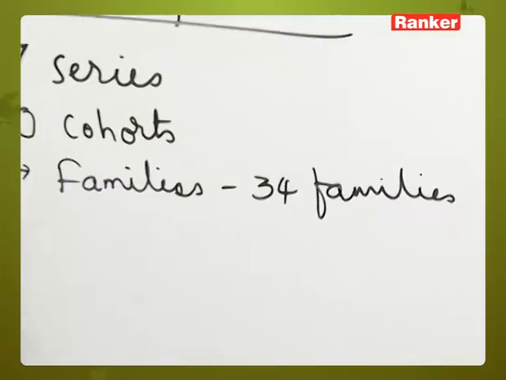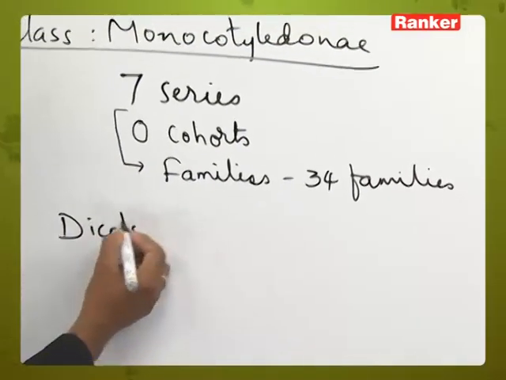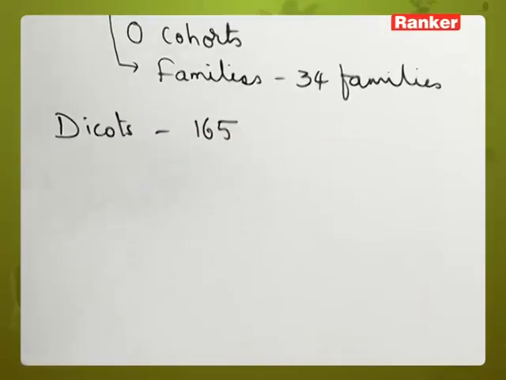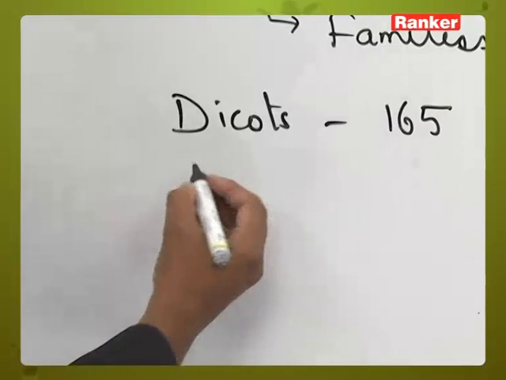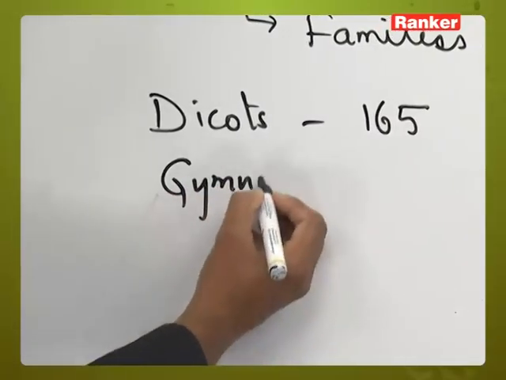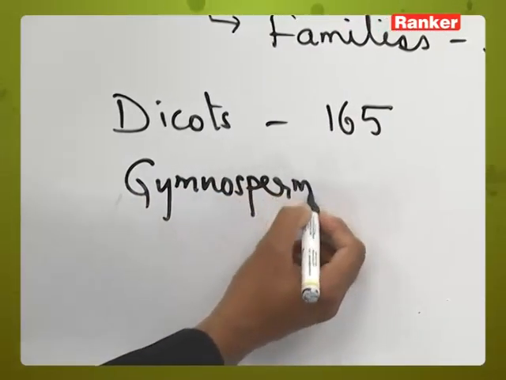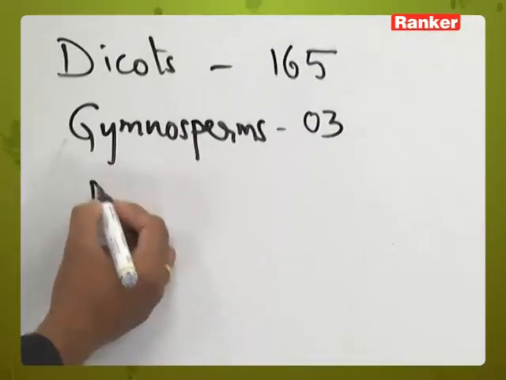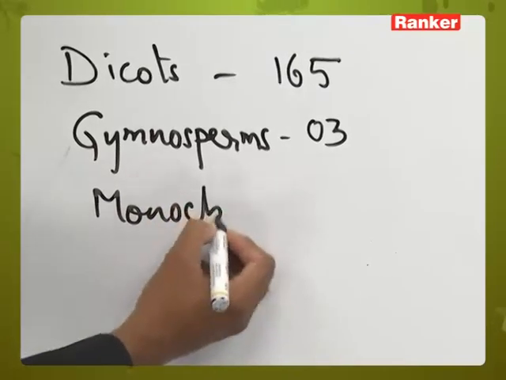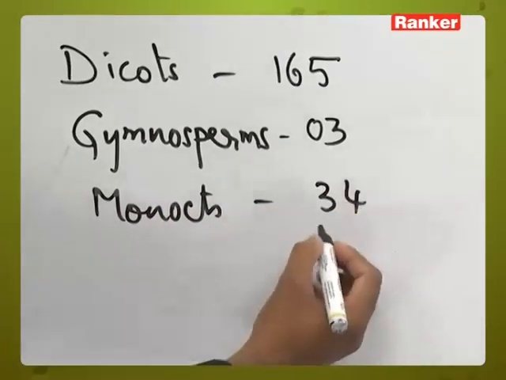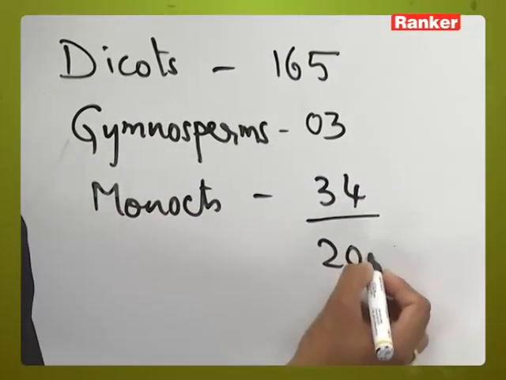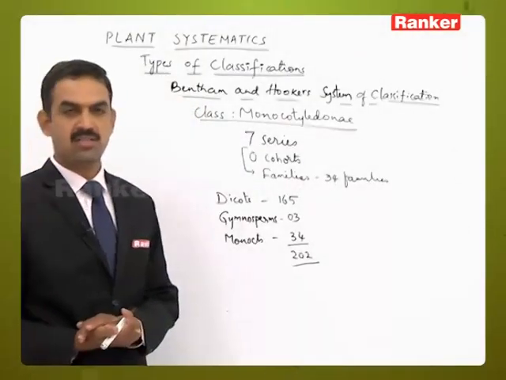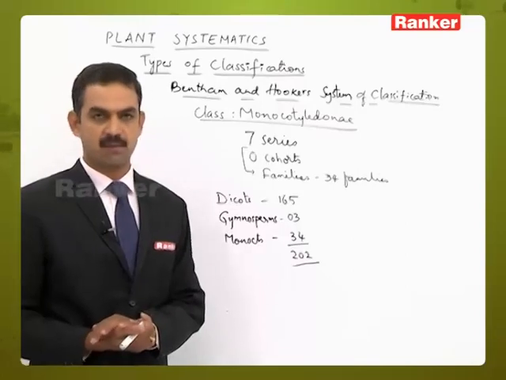And if we take the dicots, dicots have 165 families or natural orders, whereas gymnosperms, that is Gymnospermae, have 3 natural orders, and monocots or Monocotyledonae have 34 natural orders. A total of 202 natural orders are present in the entire Bentham and Hooker system of classification.